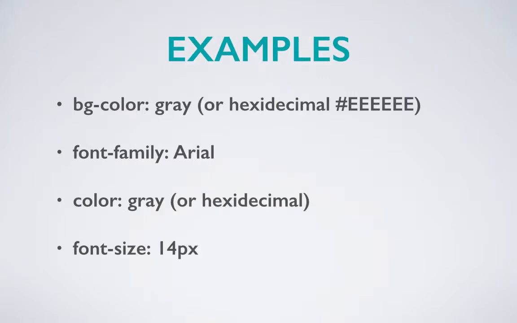You can change the body background by typing BG color, a colon, and then setting the color, like gray, or a hexadecimal code with a hashtag in front of it. You can also change the font by adding a font family property. You can change the header style by adding a color tag. Color selections can be added in hexadecimal also. You can change the P tag by adding a font size.